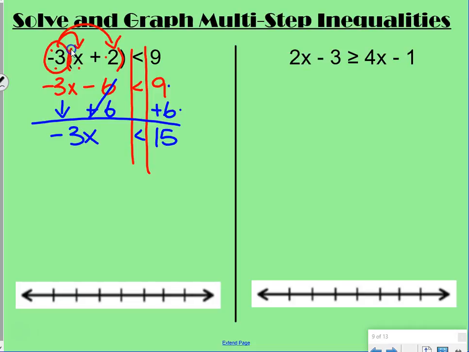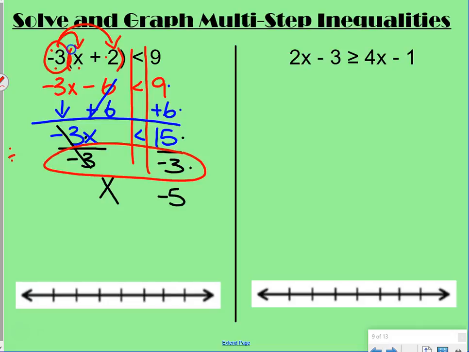We have negative 3 times x. We undo that times with division. Negative 3's cancel out, leaving us with x. 15 divided by negative 3 is negative 5. Right here, we divided by a negative, which means we have to flip our inequality sign. We flip it from less than to greater than. So x is greater than negative 5.